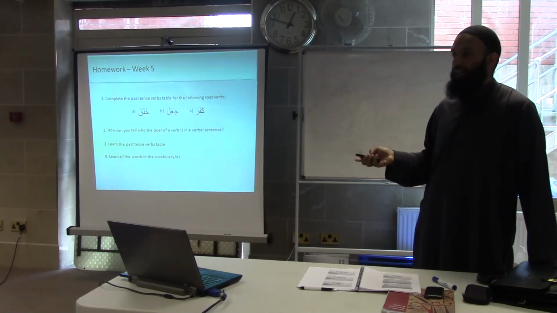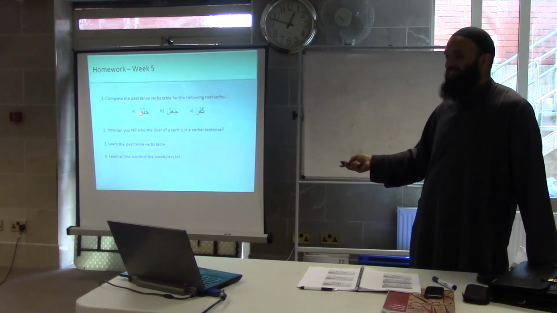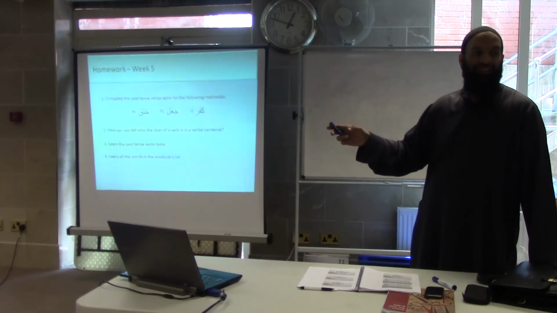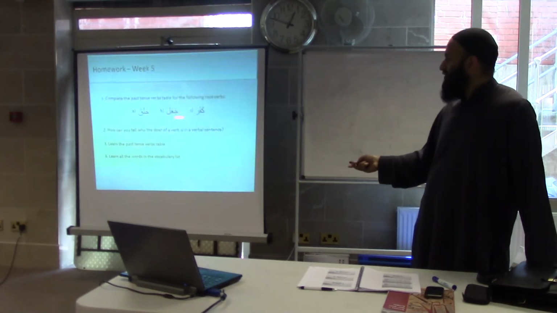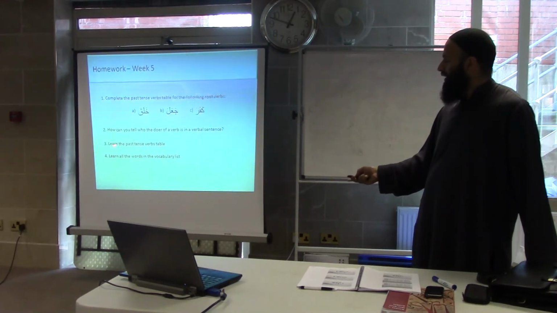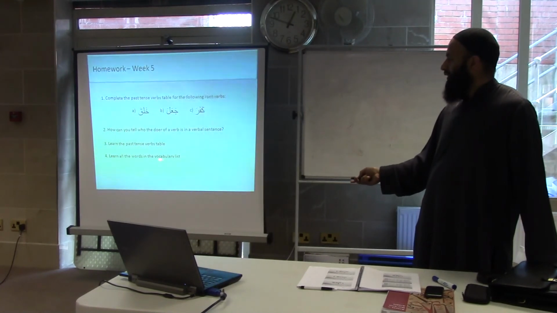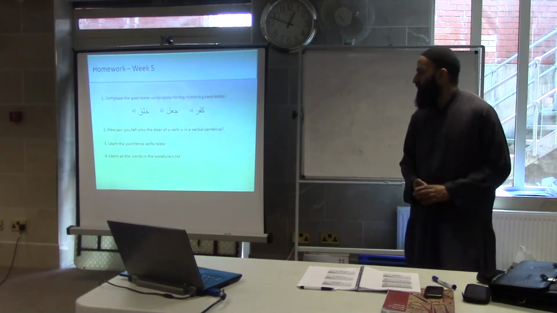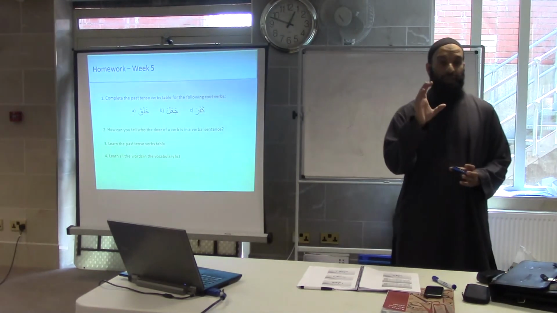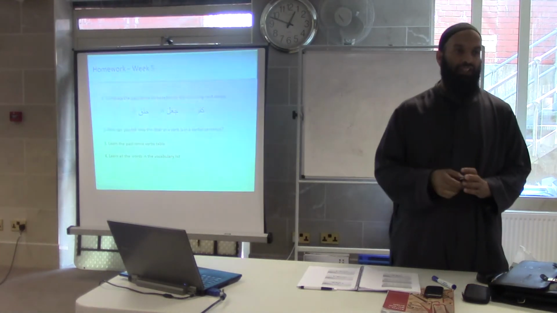Is everybody happy with that? This homework, if you think it's too much doing A, B and C, just do one. Those who have left now don't know this, but just do one if it's too hard for you to do all three. I want to make it easy for you. Second, how can you tell who the doer of a verb is in a verbal sentence? Learn the past verbs, learn the table and learn the vocabulary. The table and vocabulary are the main things.